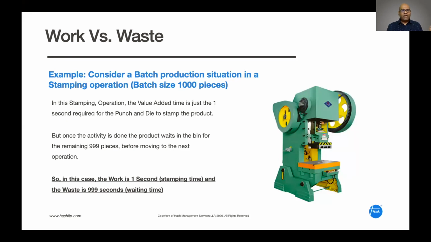So in this case, the value adding activity is 1 second. The waste is 999 seconds of waiting, because this product is now waiting for the next 999 pieces. Till that time, there is no other value addition. It is just sitting inside that bin, correct? So this is an example.